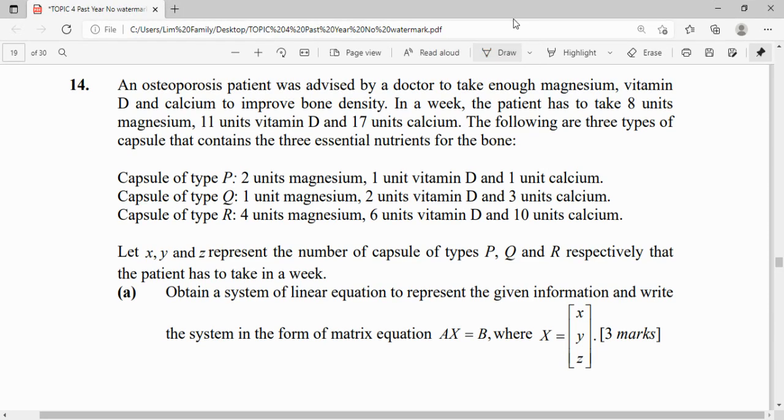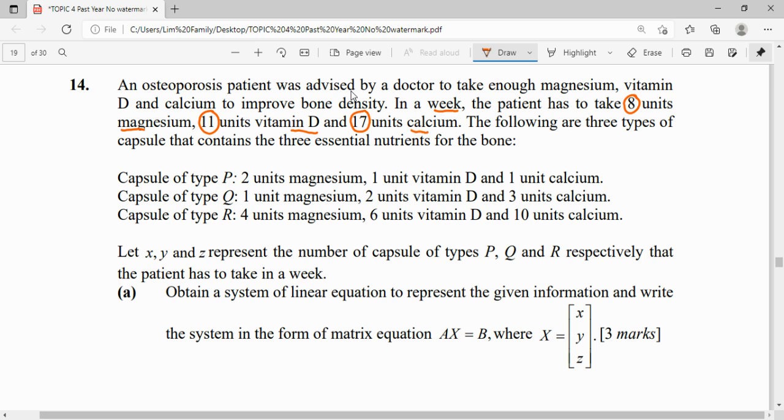In question 14, a patient was advised by a doctor to take enough magnesium, vitamin D, and calcium. So in a week, they say this patient has to take up to 8 units of magnesium, 11 units of vitamin D, and 17 units of calcium.